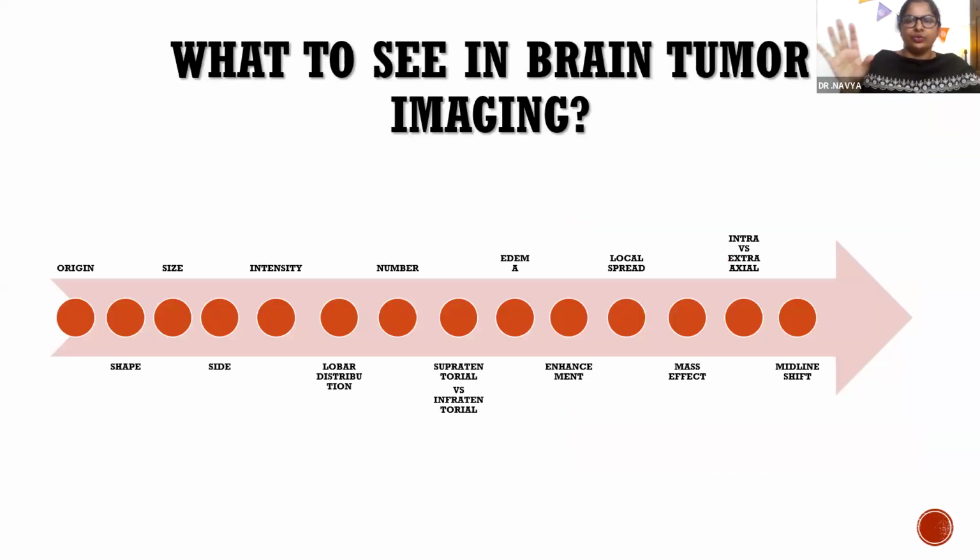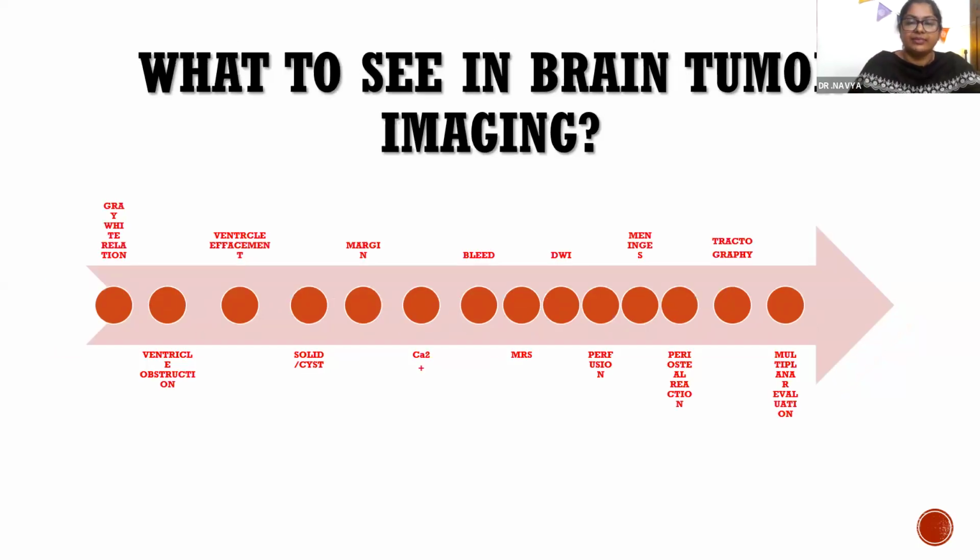So I know this background basics. What am I seeing in the tumor? Where is it originating from? The size, shape. What's the intensity on different imagings? What is the number of lesions? Which lobe is it distributed into? Is it supratentorial or infratentorial? Is it causing an edema? Is there an effacement of the meninges, is there a local spread? All this I am getting an idea of, along with the midline shift and mass effect.